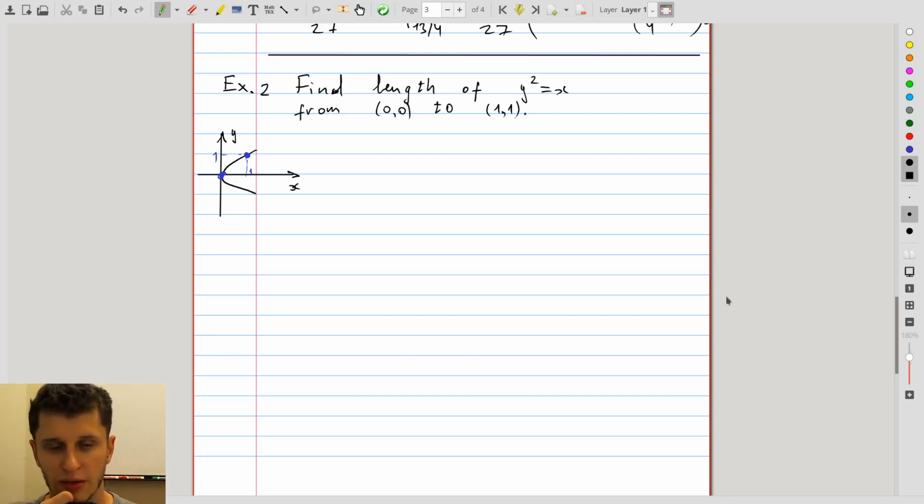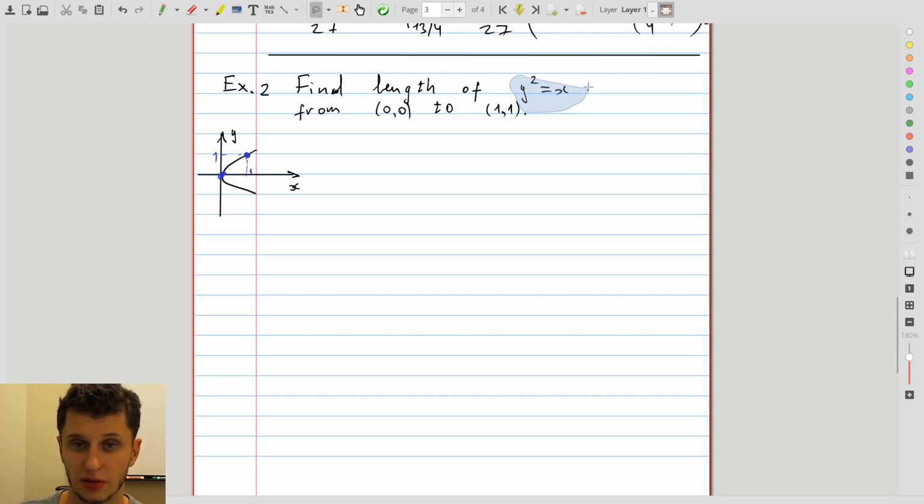In the second example of section 8.1, I want to demonstrate that not only can we treat a curve, such as this curve here, as a graph of y equals a function of x, but you can also think of it as a graph of x equals a function of y. And so consider this problem, for example.